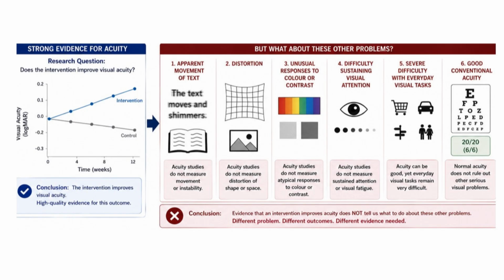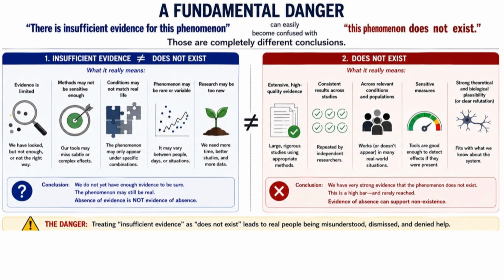It does not automatically tell us what to do with someone whose principal problem is visual instability, or apparent movement of text, or distortion, or unusual responses to color or contrast, or difficulty sustaining visual attention, or severe difficulty with everyday visual tasks despite good conventional acuity. The evidence for one measurement cannot automatically be transferred to another phenomenon.